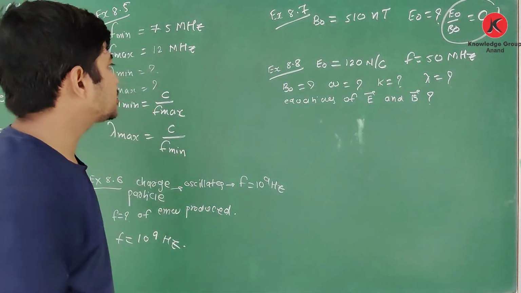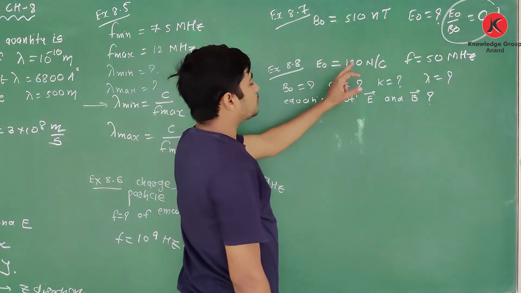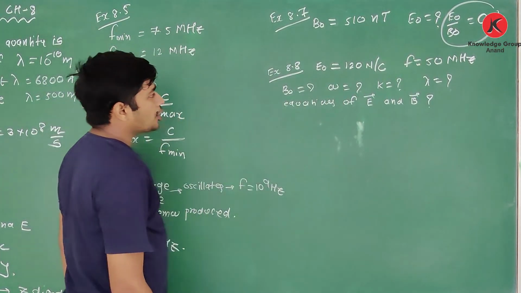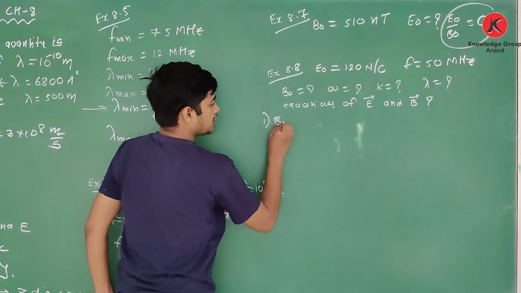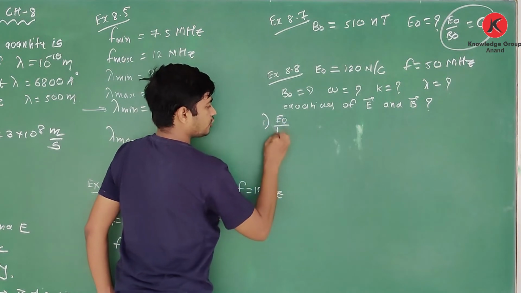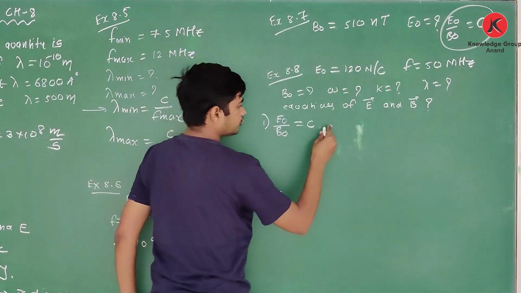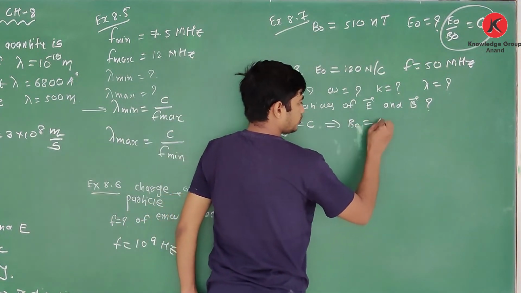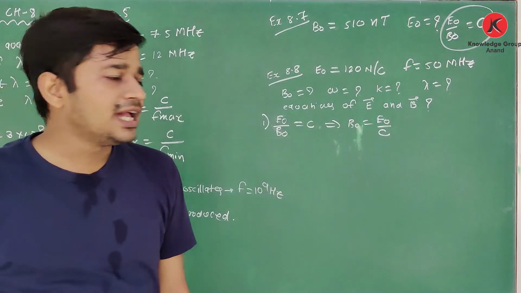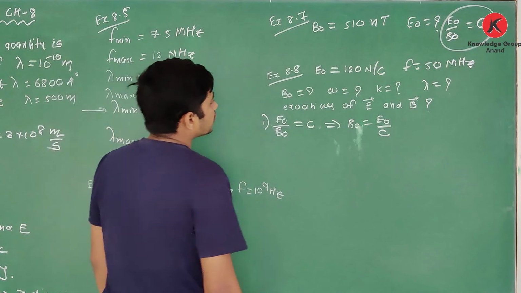Okay. Next one. E0 is 120 Newton per Coulomb. Frequency is 50 megahertz. What is B0? First question, B0 is equal to question mark. Again we have the equation, E0 upon B0 is equal to C. So B0 is equal to E0 upon C. Simple. Okay, next one.